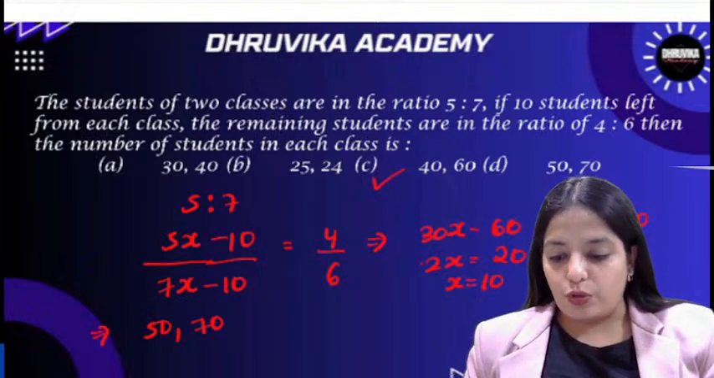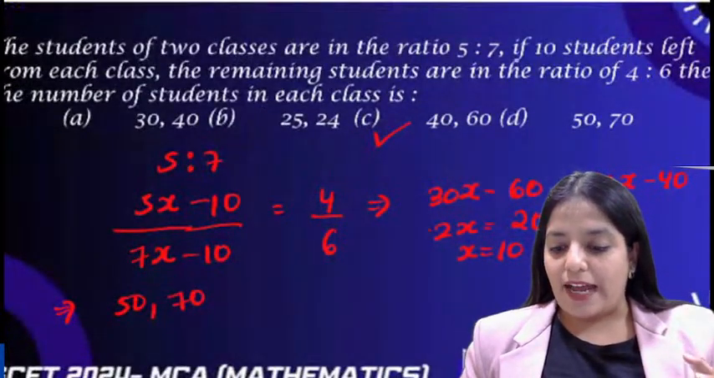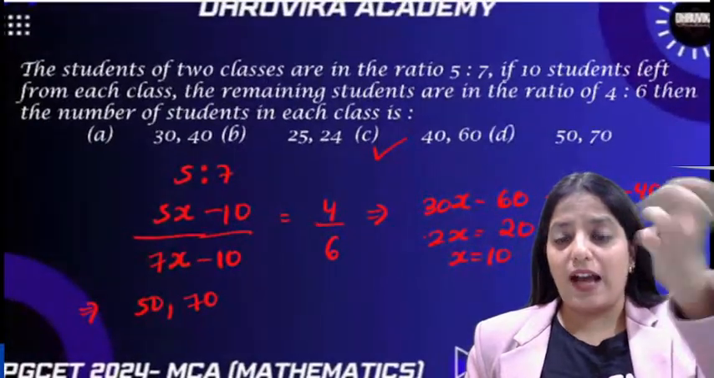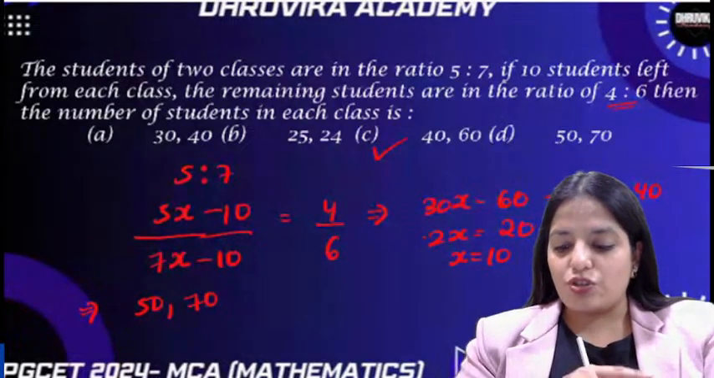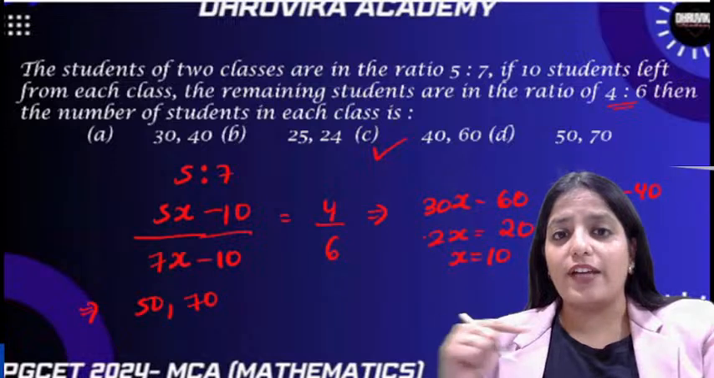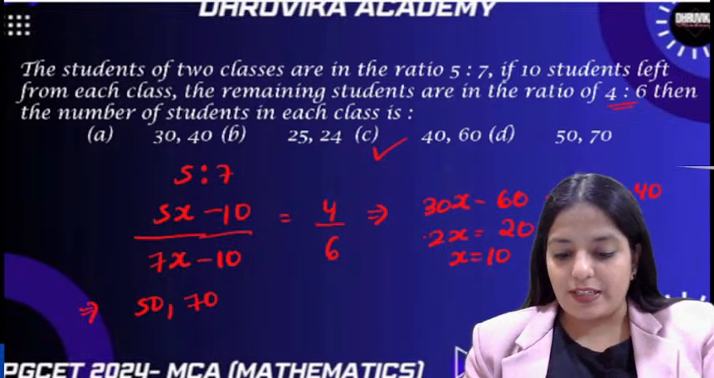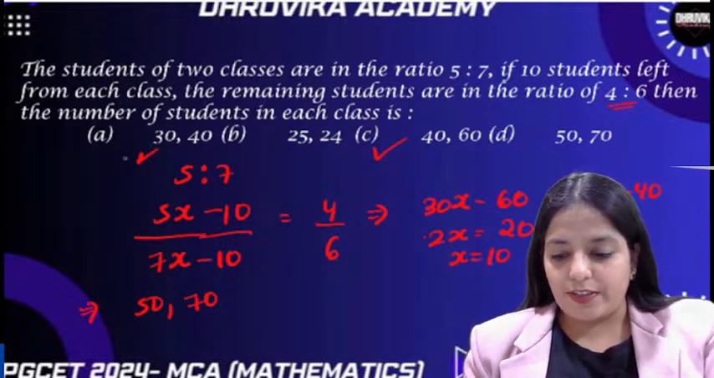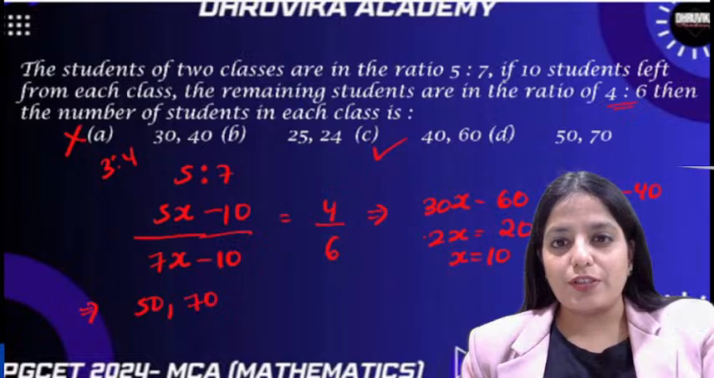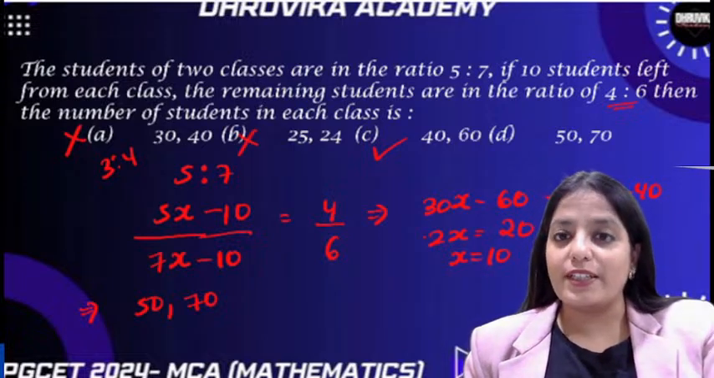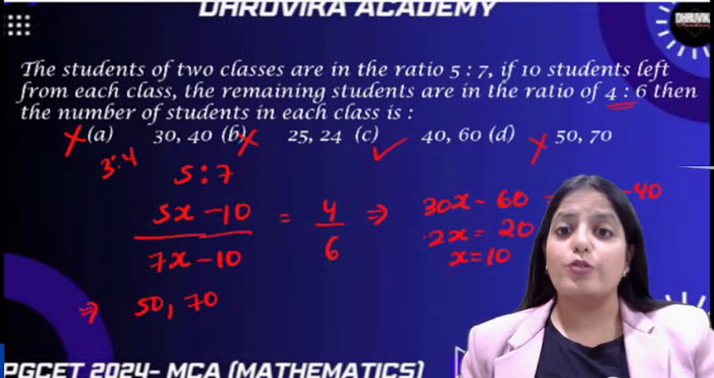Is it clear? So how could you have solved it directly using the option approach? If you have cracked that they are asking the number of students after 10 students have left from the class, the ratio is 4:6, then just have a look at the options and see in which option the number of students are in the ratio 4:6. See, option A, the ratio is 3:4, right? So this is eliminated. 25 is to 24, eliminated. 40 is to 60, that is 4 is to 6, selected. And 50 is to 70, eliminated. So this way also you could have done it.